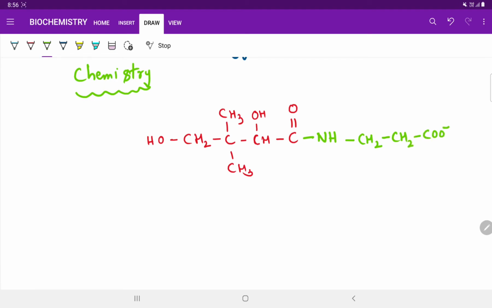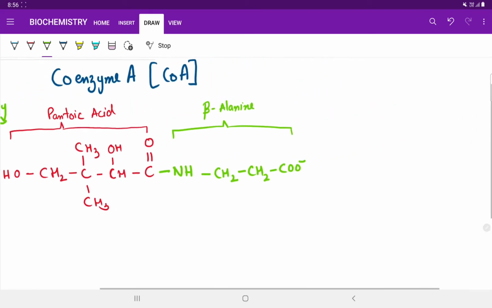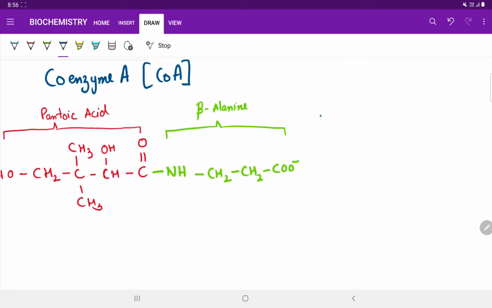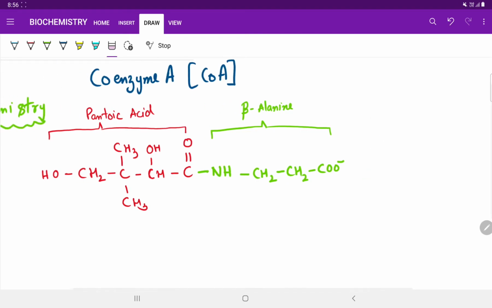Students, this is the structure of pantothenic acid. I am once again saying that this molecule up to here is pantoic acid, whereas this is our amino acid beta alanine. They are linked together by an amide linkage, a CONH bond. We can say this is the structure for pantothenic acid.